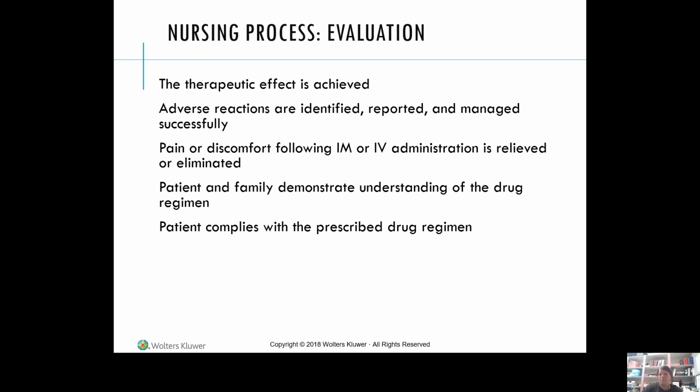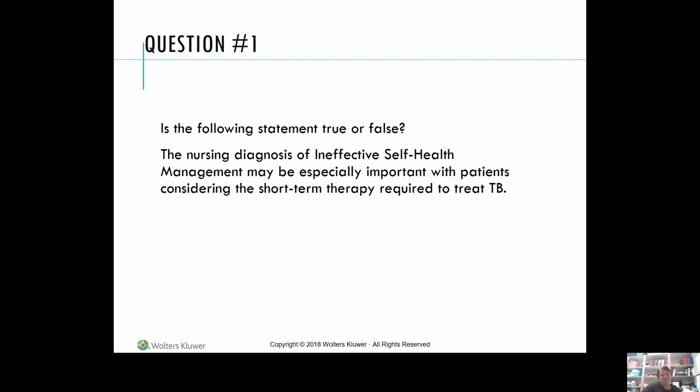And at the end of the day, we want them to be compliant. We want them to verbalize understanding. We want them to manage their medications appropriately. And that is it for your TB drugs.